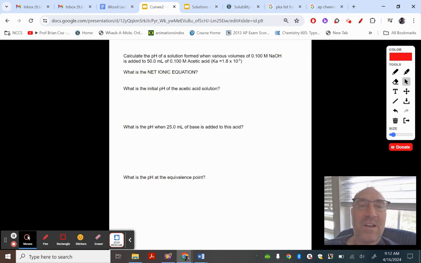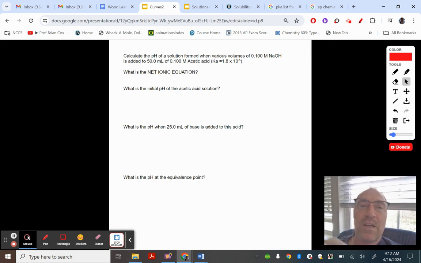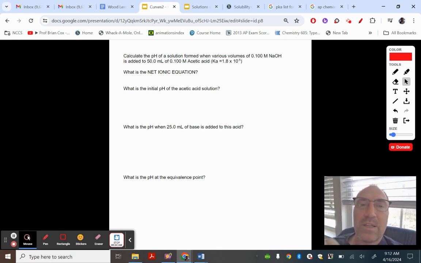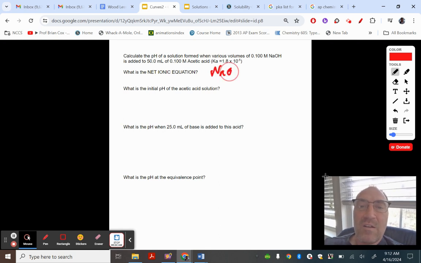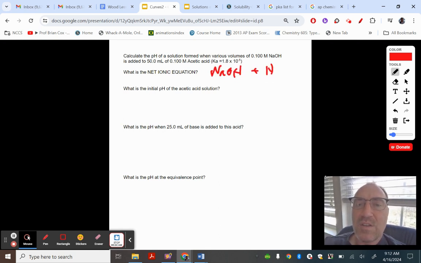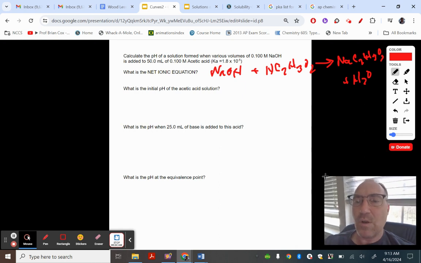Okay, so let me give you this one and then we'll work through this and see how it goes. Calculate the pH of the solution formed when various volumes of 0.1 M NaOH are added. Okay, so first off, let's write the net ionic. So we have NaOH plus HC2H3O2, arrow, and then it would be NaC2H3O2 plus H2O. And that's how it always is, it's always a salt with water, right?